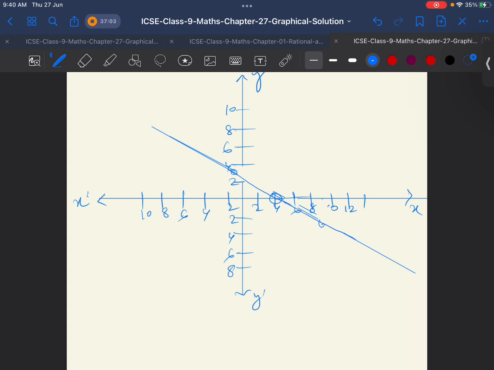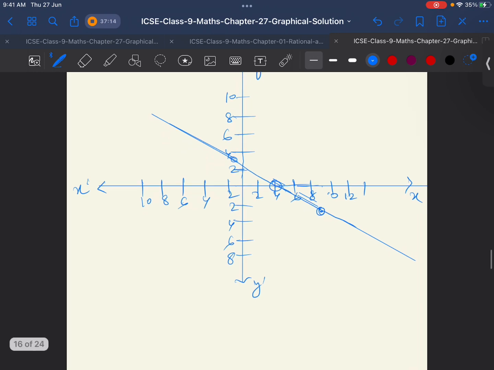This is the line, 2, 4, 6. Yes, this is 2, 4. Now the point (-6, 0) is here. The point (-1, 3) is here. The point (4, 6) is here. Now we draw the line.